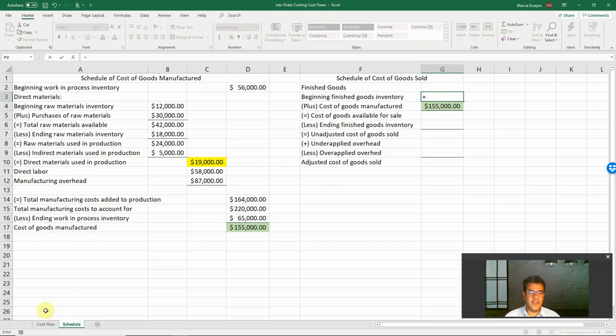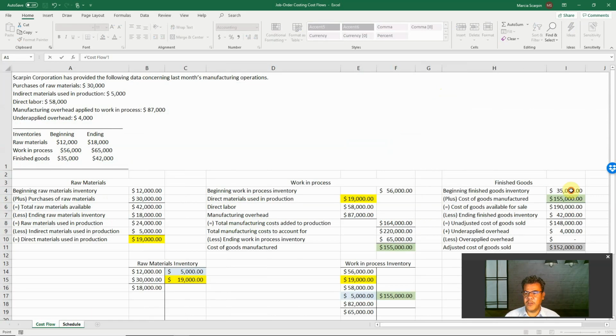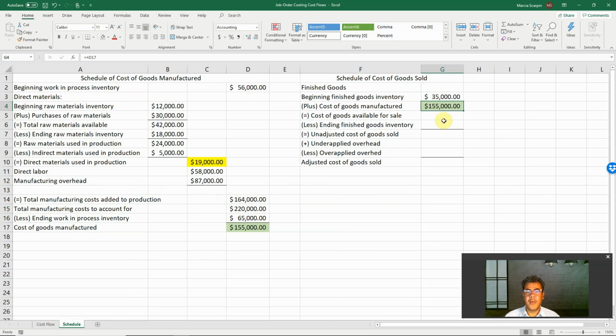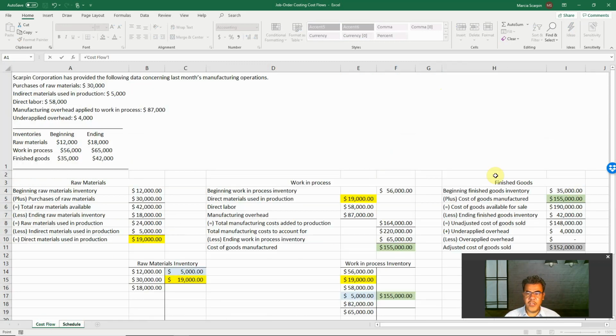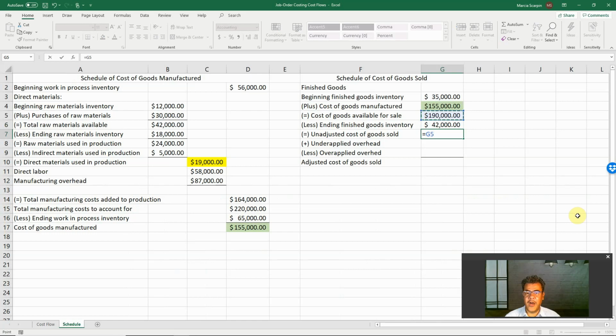How much is the beginning inventory? Beginning inventory, 35. Plus cost of goods manufactured, the sum of both. Less ending finished goods inventory, 42. You have now unadjusted cost of goods sold, 148.